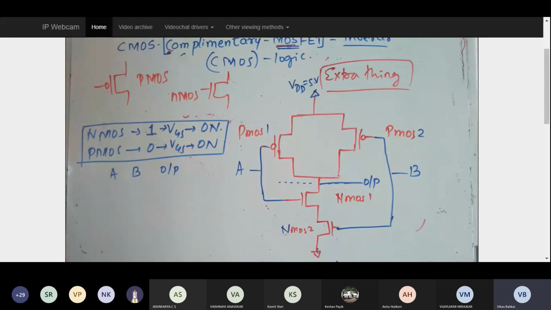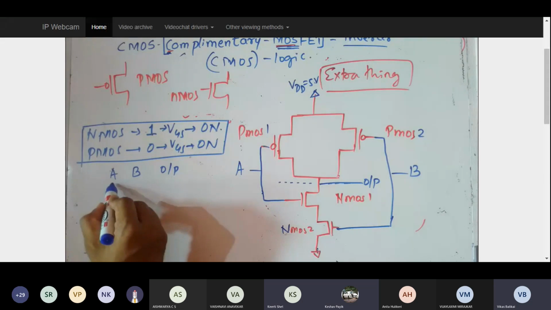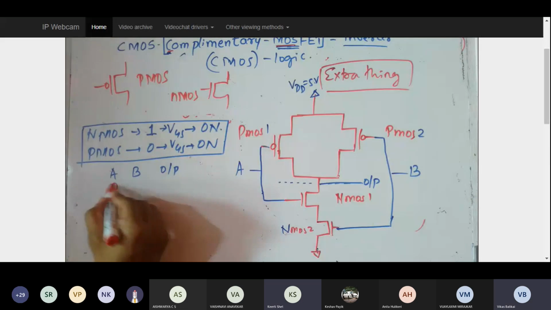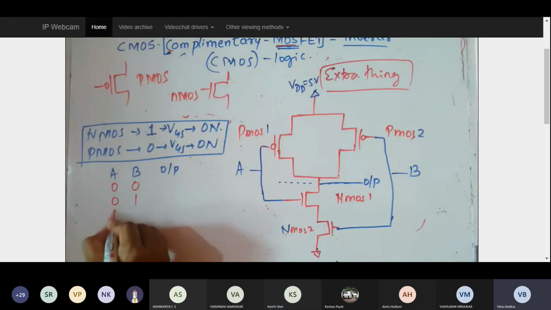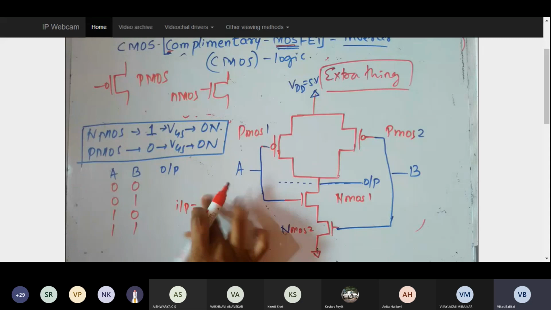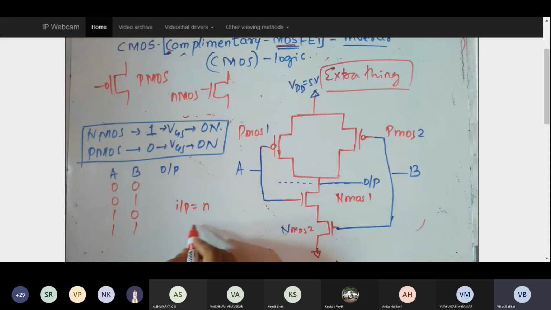Now, because there are two inputs, how many combinations of inputs will happen over here? 4. Can you just name them quickly? There are two inputs, and the combinations are 4: 0 0, 0 1, 1 0, 1 1. Always remember, if n is the number of inputs, then 2 raised to n will be the number of combinations.